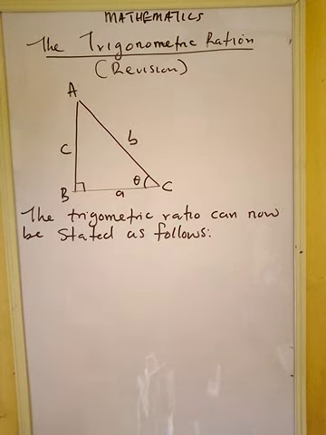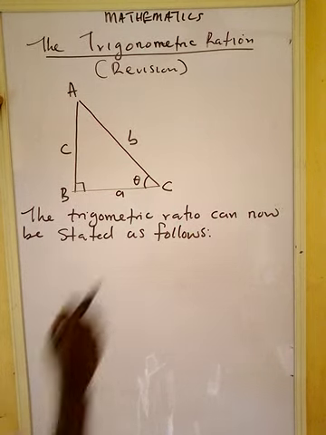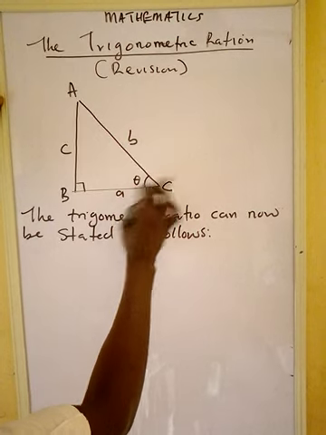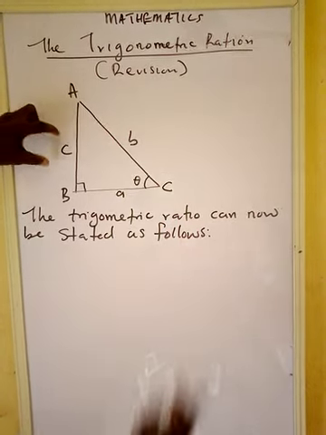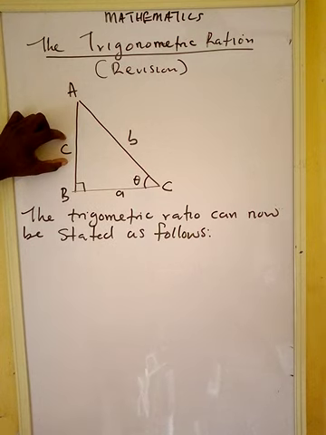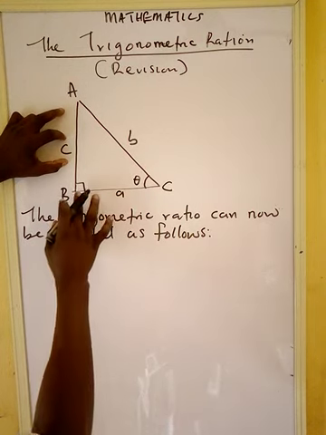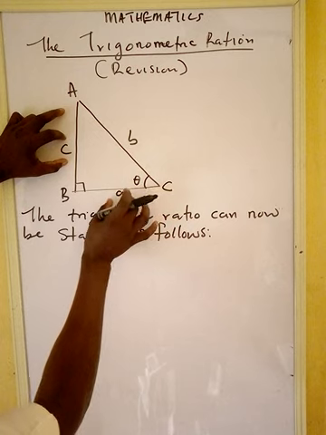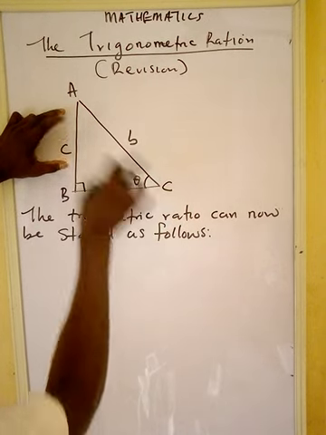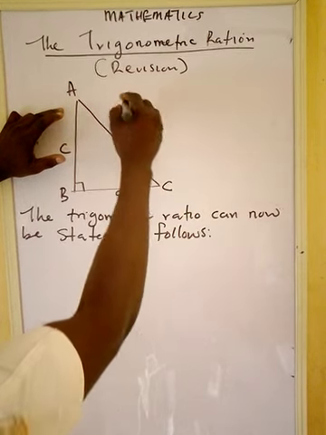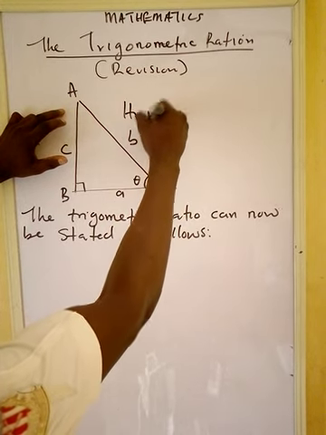Now, using this right angle triangle, we have angle theta here. We use C to be our angle theta. Then opposite C, we have small letter c. Between angle 90 and theta, we have small letter b. That is our BC, which is small letter a. Our AC is b. So this place is called hypotenuse.